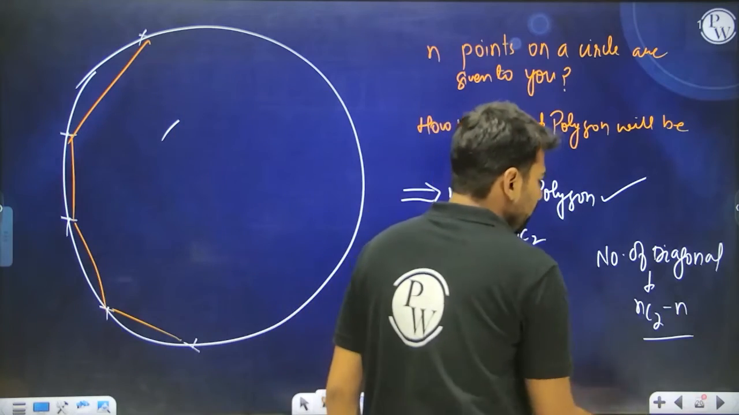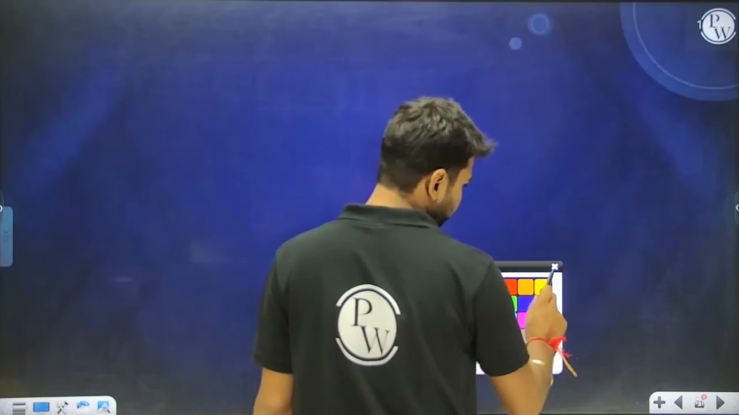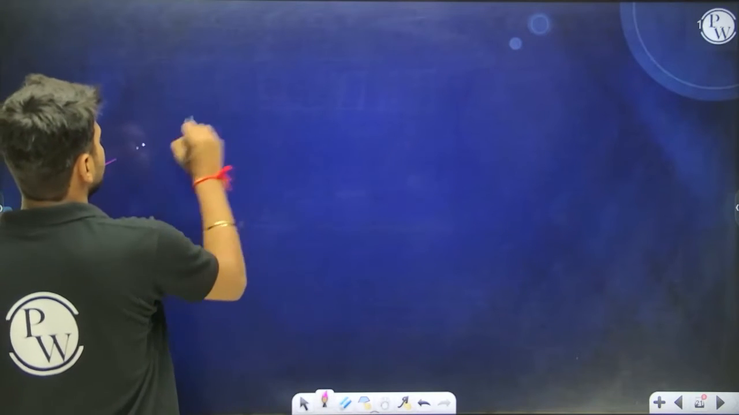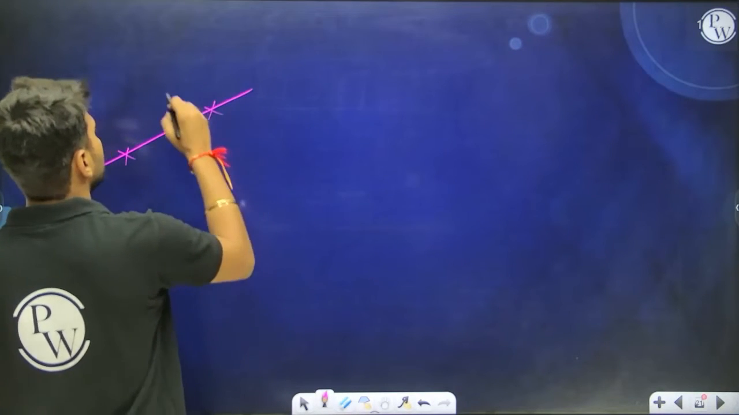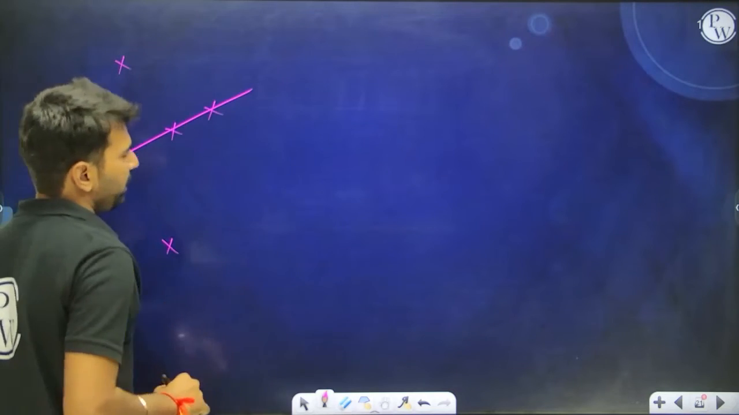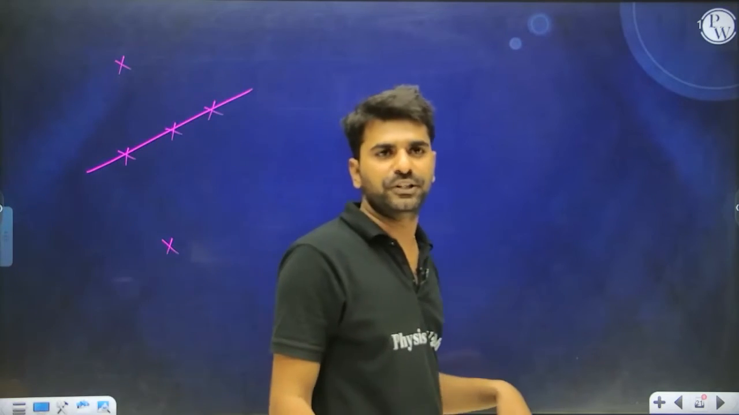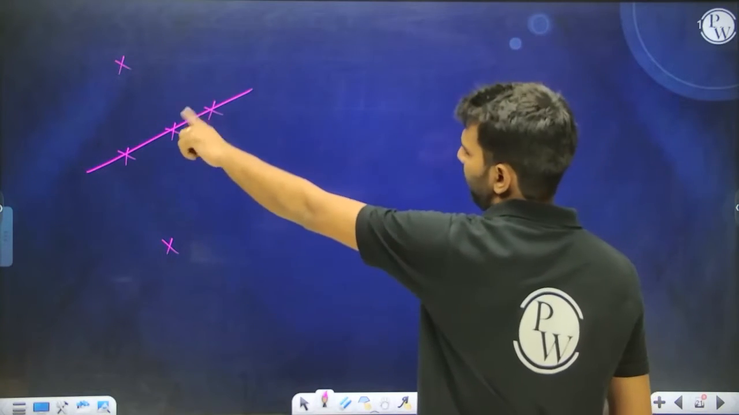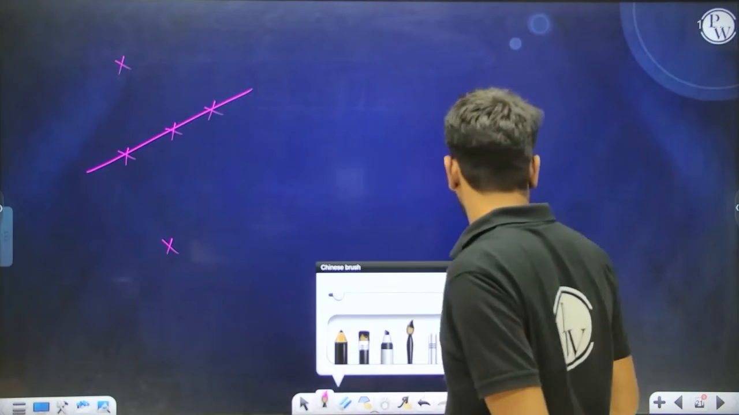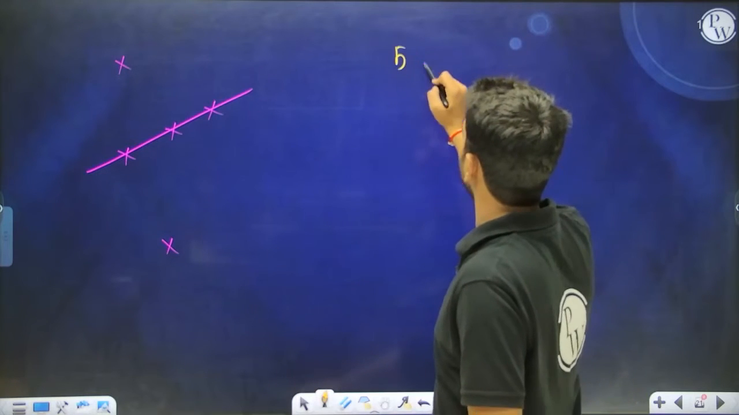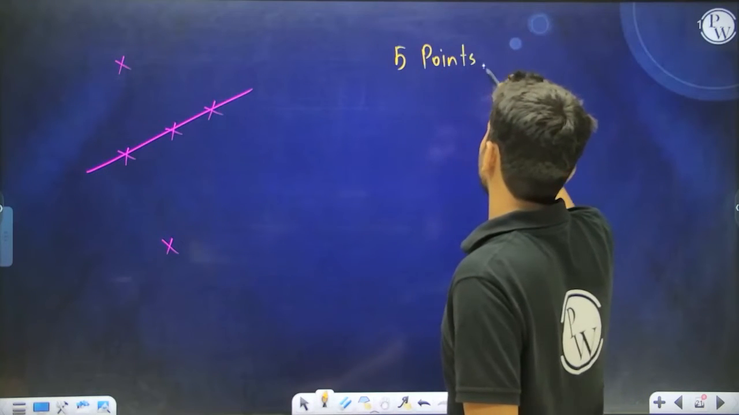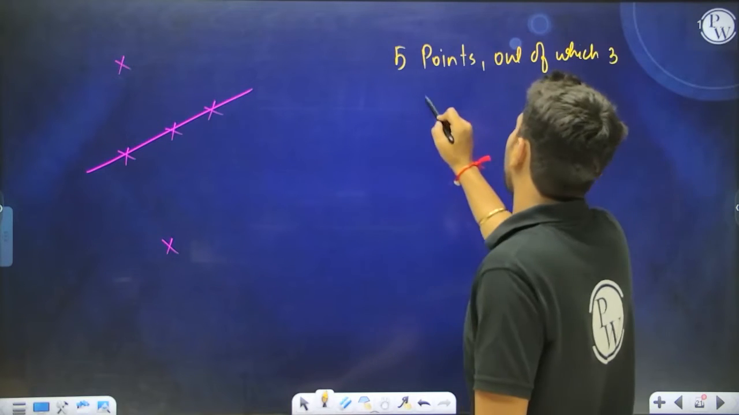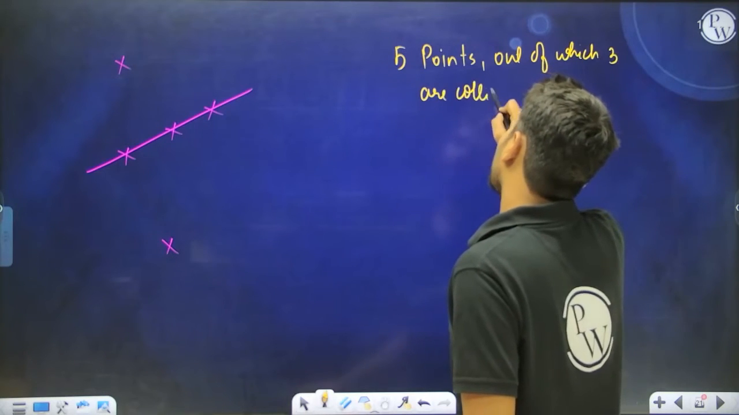I hope you understood this, everyone. Now there can be multiple problems like this. Let me give you an example. Let's say these are the 3 points, and 1 point is over here, 1 point is over here. These are the only 3 collinear points given to you. How many total lines will be formed? These are the 5 points given to you, out of which 3 are collinear. Then how many total lines will be formed?